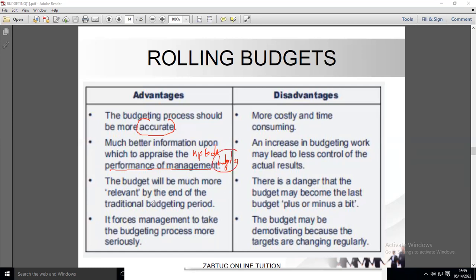The budget will be much more relevant by the end of the traditional budgeting period. It forces management to take the budgeting process more seriously.